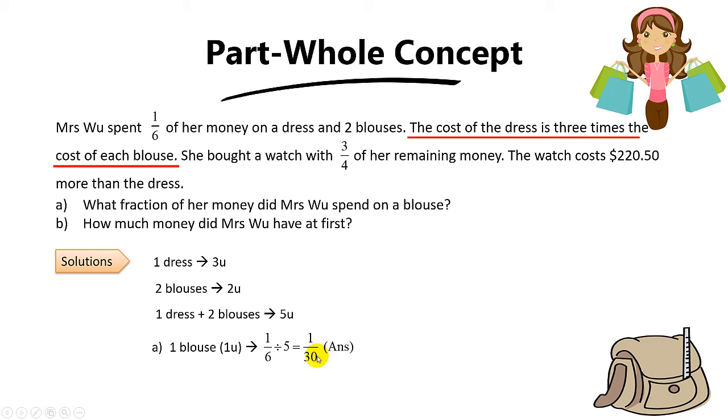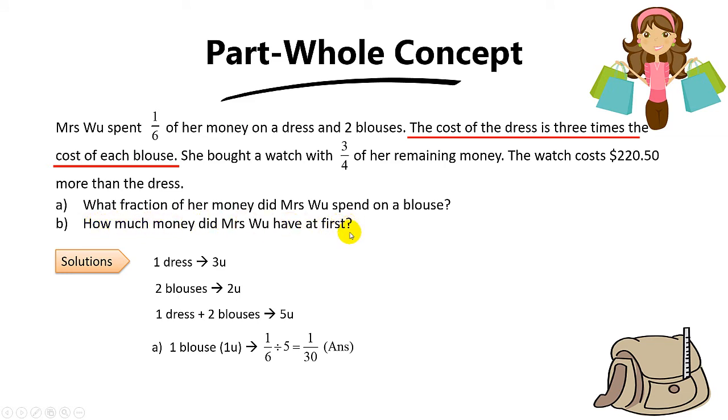Do you understand? If you don't understand, let me repeat again. Because we know that 1 out of 6 represents 5 units, to find 1 unit, you simply take 1 out of 6 divided by 5, and the answer is 1 over 30. So each blouse will cost 1 over 30 of Mrs. Wu's money. Now for part B, the question asks how much money did Mrs.